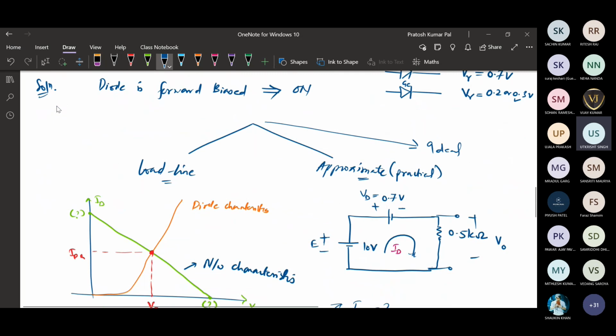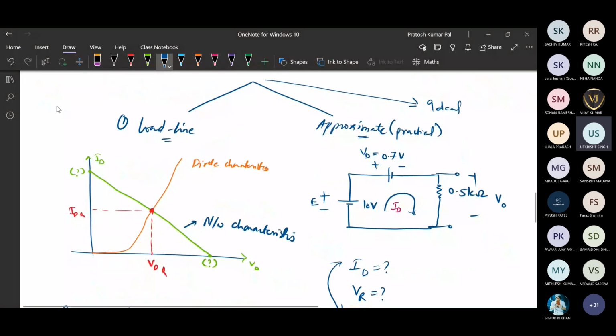We can analyze this based on the first method, that is the diode load line method. In the load line method, we plot the graphs, and by using this graph we can find out the current flowing through the diode and the voltage drop across the diode. For this analysis, we need the diode characteristics and the network characteristics, and they will cut at a point. This point will be your operating point or Q point.